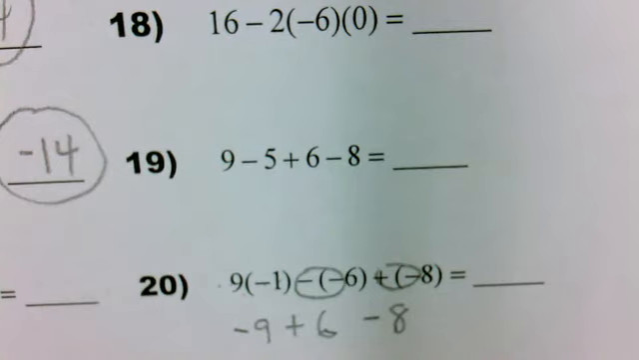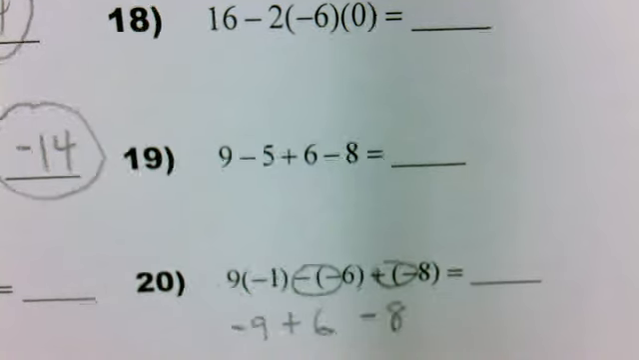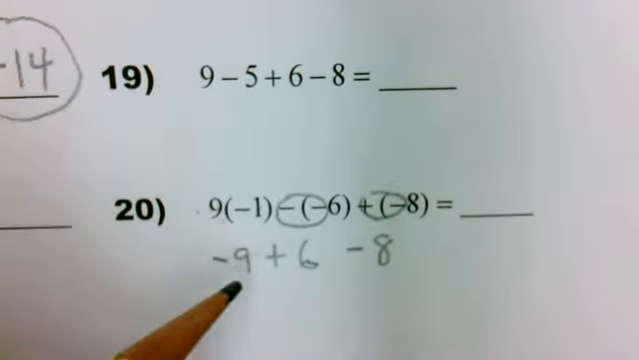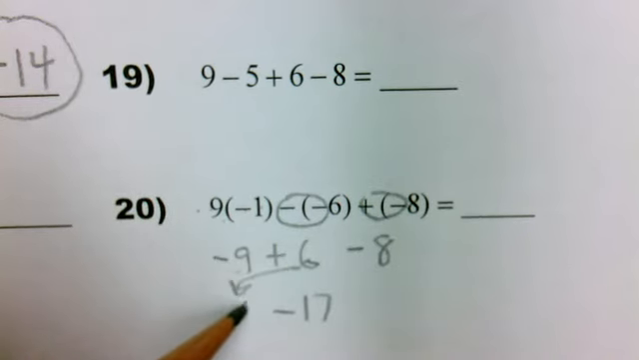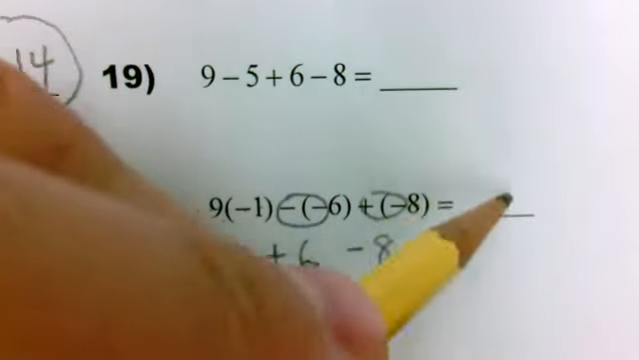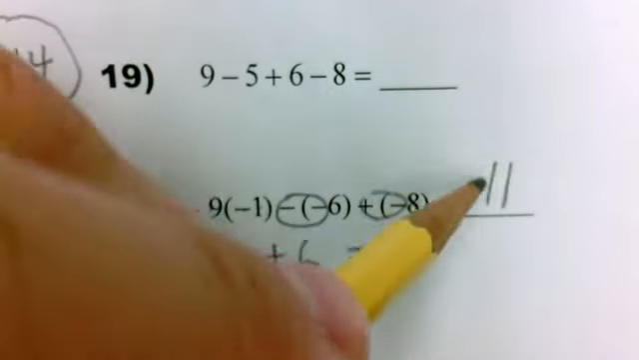And then from here I have to use my adding and subtracting rules. So I try and group my negatives. I get negative 17. Group my positives, which is just 6, and then I know I'm adding and subtracting, and when the signs are different, we subtract and then take the sign of the larger.